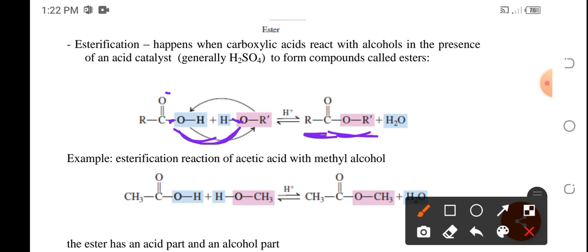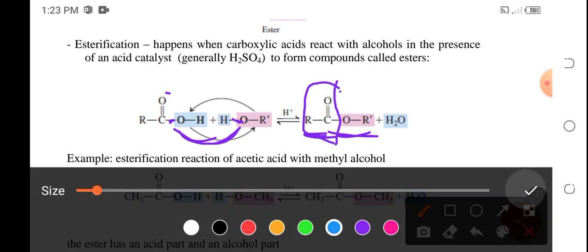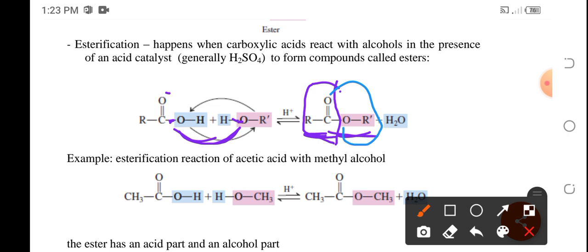And with that, esters will always have an acid part, the one with the C double bond O, and it will always have an alcohol part, the OR part.